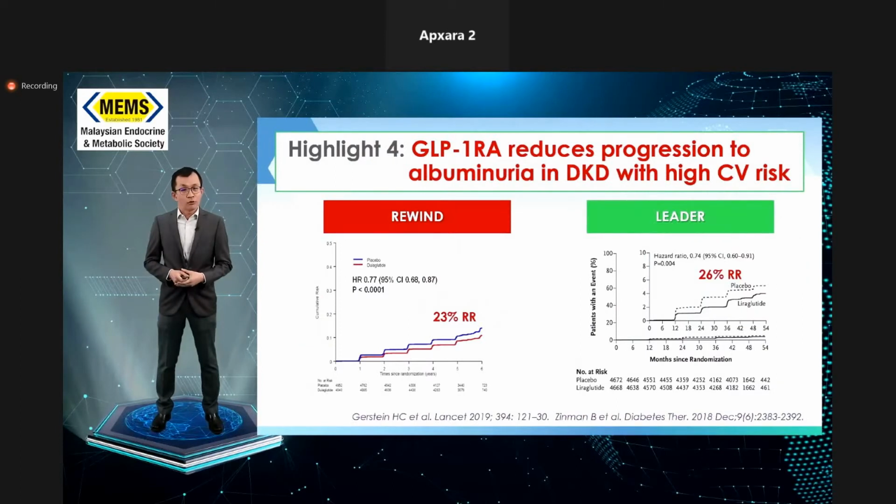Highlight number 4, GLP-1 receptor agonist reduces progression to albuminuria in diabetic kidney disease with high cardiovascular risk, and the evidence comes from REWIND as well as LEADER. So REWIND using dulaglutide and LEADER using liraglutide both show a significant impact on progression in albuminuria.